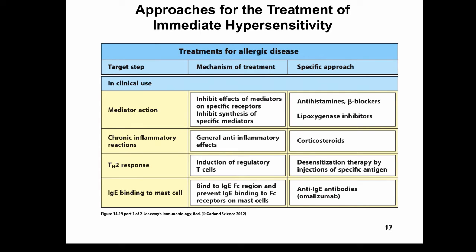You can also target the IgE molecule itself. Over the last few years, there's actually a commercially available antibody that engages with IgE and prevents the IgE molecule from binding to the FcεRI receptor on mast cells. So there's a variety of approaches that are used like that. This is not by any means an exhaustive list, but this is the type of pharmacological approach that's used to treat allergic disease.